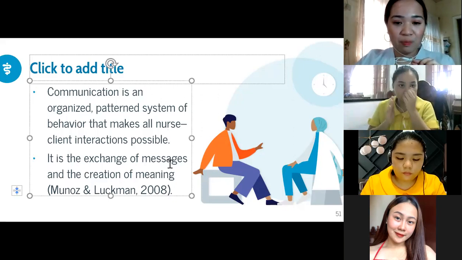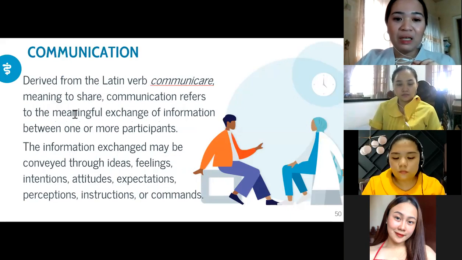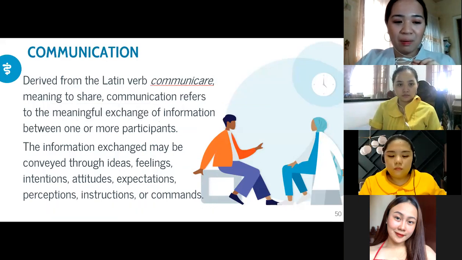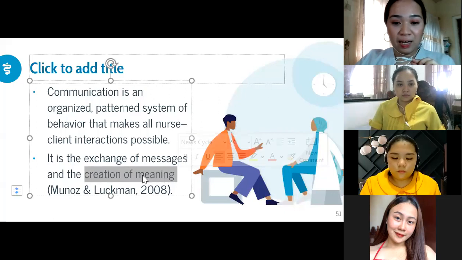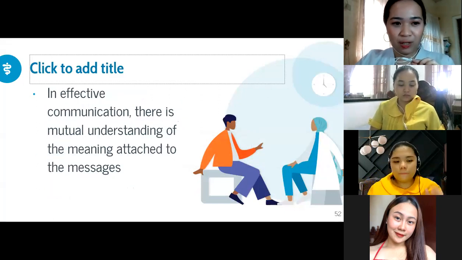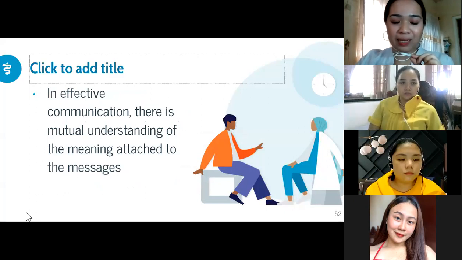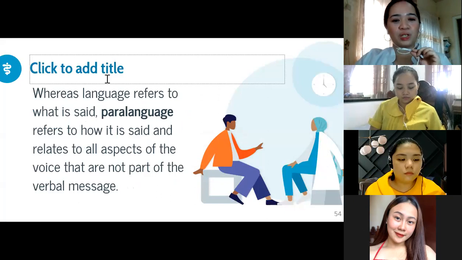It is the exchange of messages and the creation of meaning. Meron na namang meaning. Kanina, meaningful exchange. Ngayon naman, creation of meaning. There has to be a meaning and there has to be a result. Okay. In conclusion, in effective communication, there is mutual understanding. Meron dapat pagkakaunawaan kasi kapag walang pagkakaunawaan, kaya nagkakaroon ng miscommunication. You get me? Now, let us go to this slide.